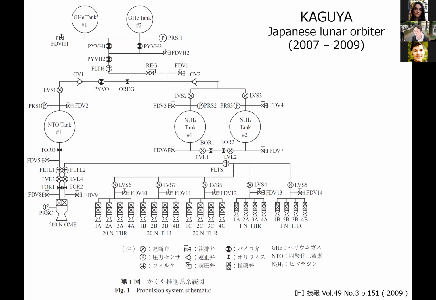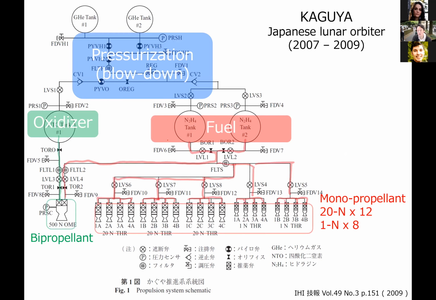So this is an example of the diagram. Again, you may think this is also complicated, but I think it is somehow simpler than the previous one. So here, the fuel part, oxidizer part, and pressurization part. And on the right-hand side, these many thrusters are all monopropellant thrusters, and only fuel is required for these thrusters. So compare with the previous diagram.